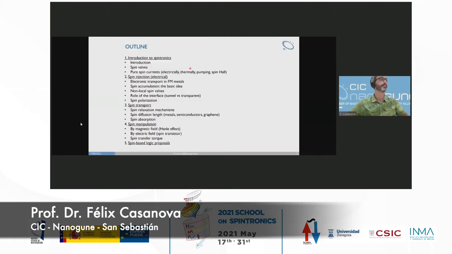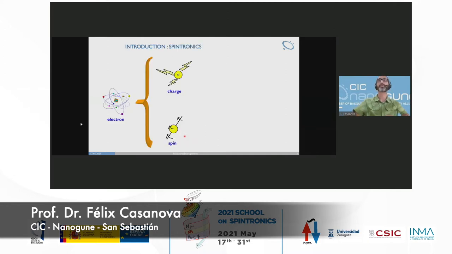Okay, so this is the long outline of my talk. Don't get scared, some of them are only one slide each. Essentially, after a general introduction, since many of the concepts have already been said, I might skip some of them. I will go to these three different ingredients: how we can inject spins into a non-magnetic material, how these spins are transported, and how they are manipulated by different means. So let's start from the very beginning.